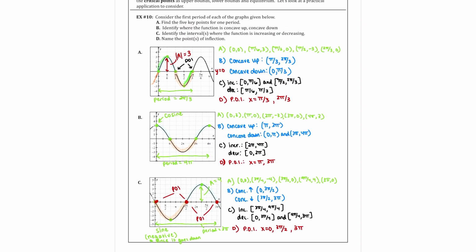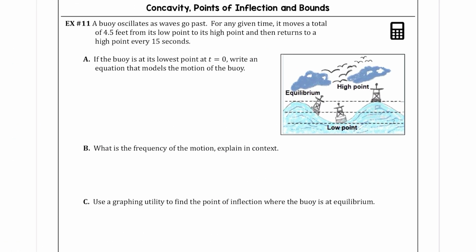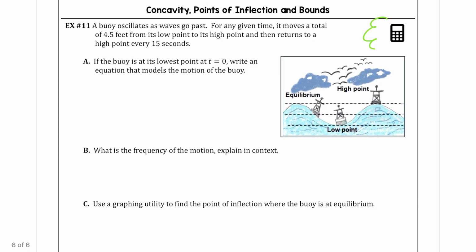All right, now on to example 11. So we definitely have an FRQ type question here. It says a buoy oscillates as waves go past. For any given time, it moves a total of 4.5 feet from its low point to its high point, and then returns to a high point every 15 seconds. And notice we have our little calculator symbol up at the top, so this is a calculator problem, which is nice. We haven't used that in a while.